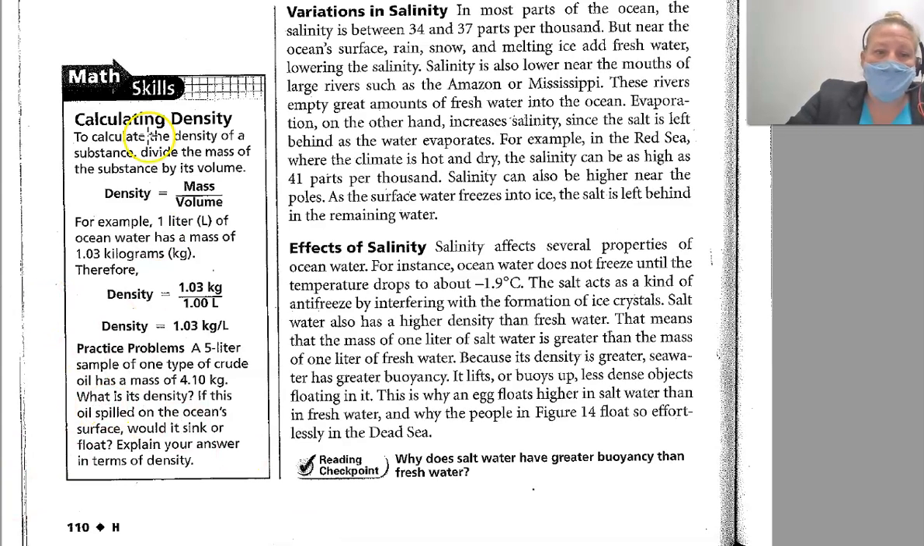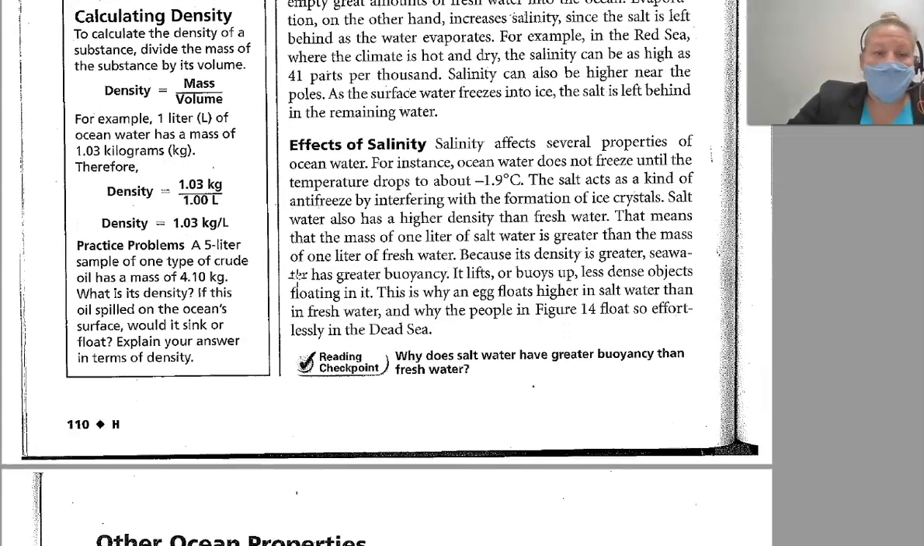Okay, here's some more math practice on calculating density. We did that earlier last week.